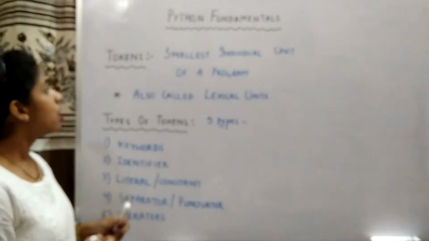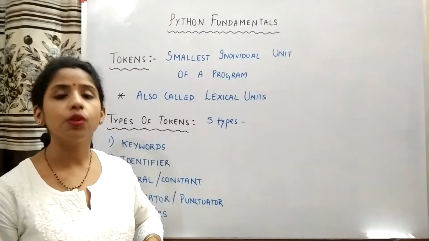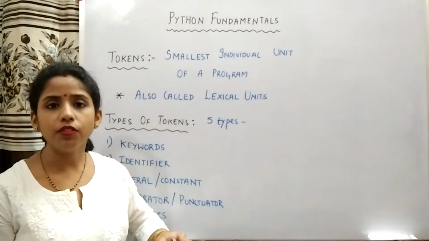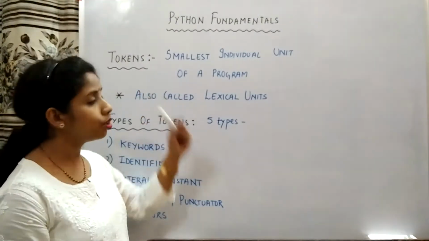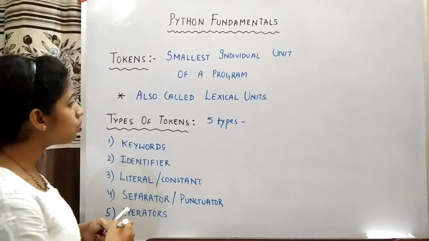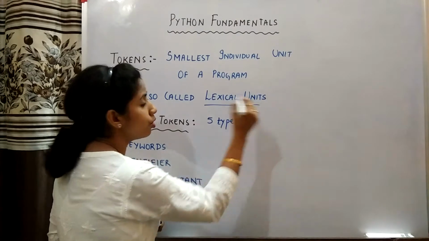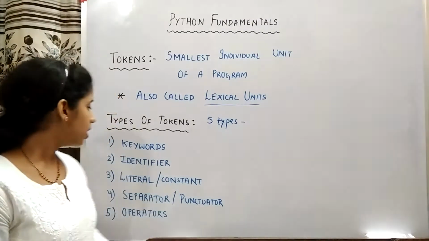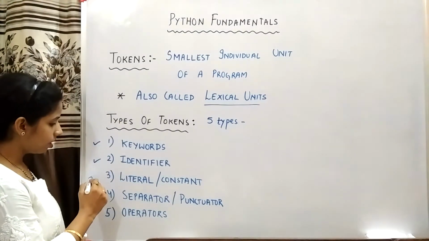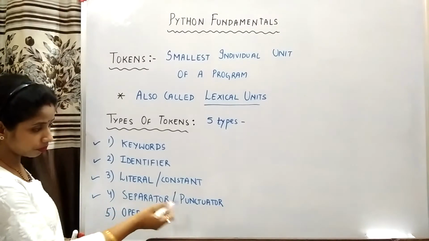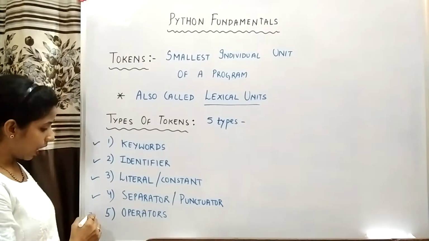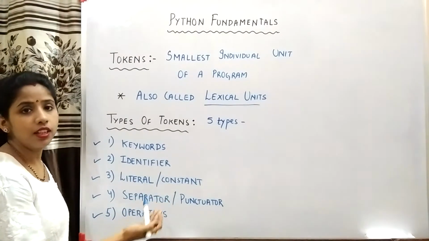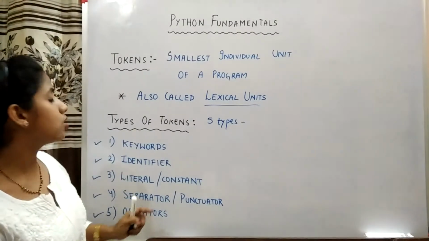Okay. So in the same way, in Python language also, you are going to make programs, and those programs are made up of small individual units which are termed as tokens, right? These tokens are also called lexical units, another term for the word token. And these tokens are of 5 types, namely keyword, identifier, literal, separator, which are also called punctuators, and operators. Literals are also called constants. Clear? So now we are going to discuss each of these tokens in detail.